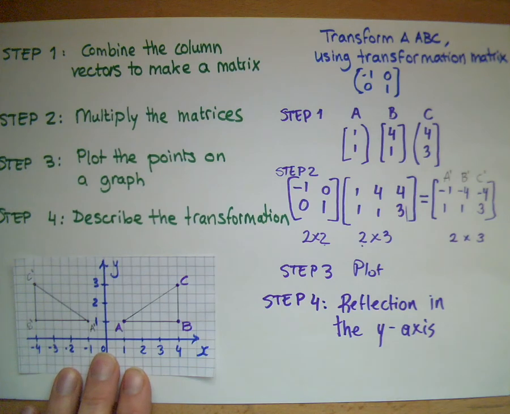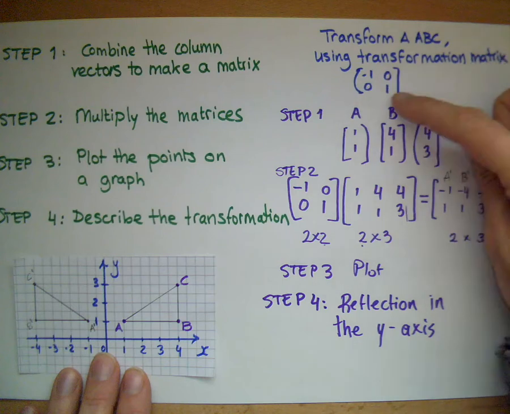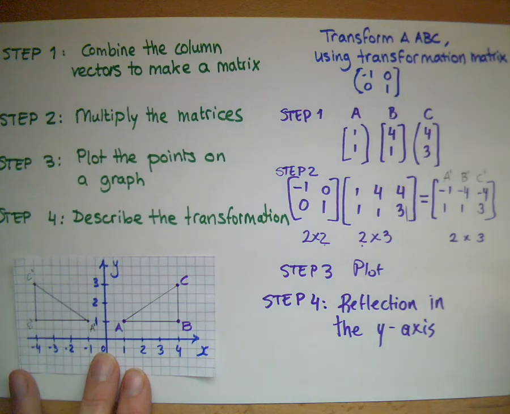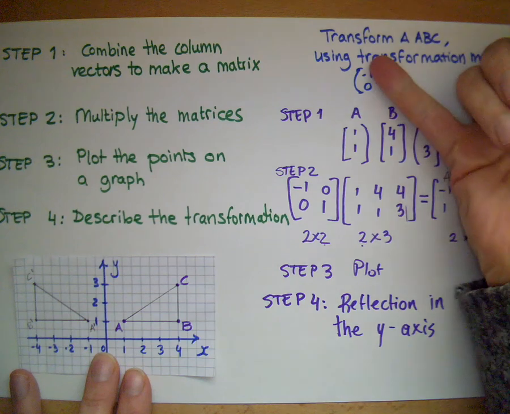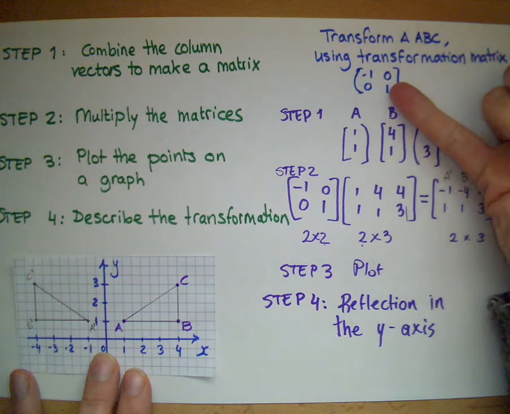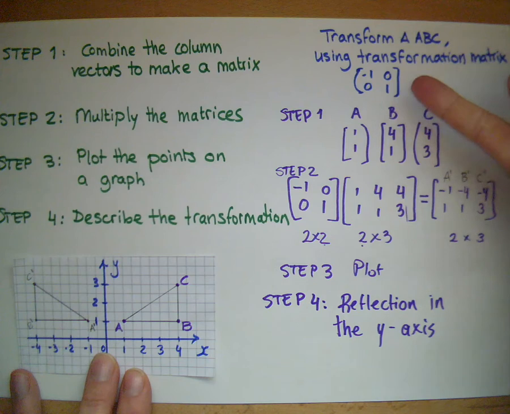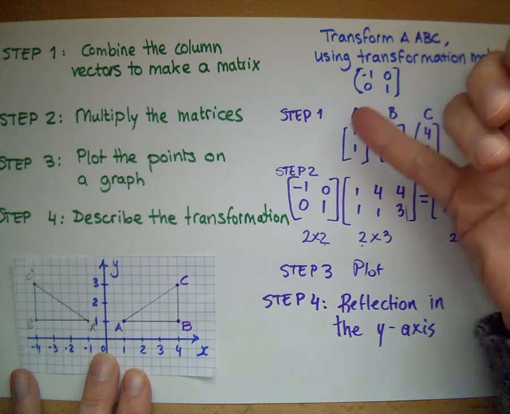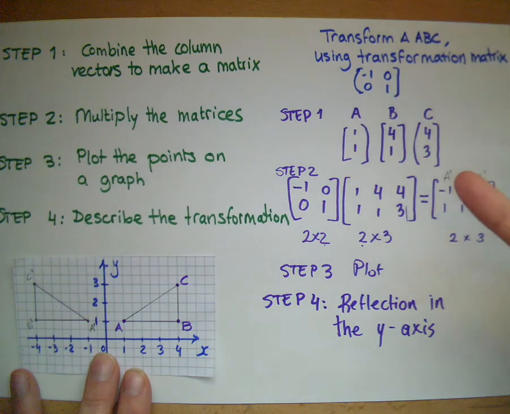So now we won't be given this transformation matrix. We'll be asked, what does a transformation matrix look like if we want to reflect in the x-axis, reflect in a certain line, do an enlargement?